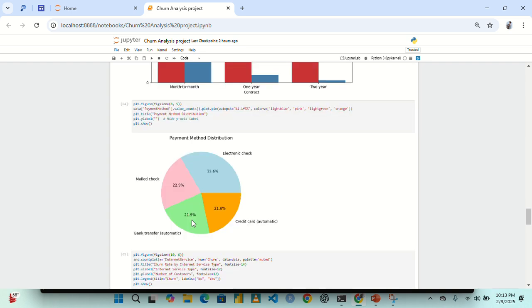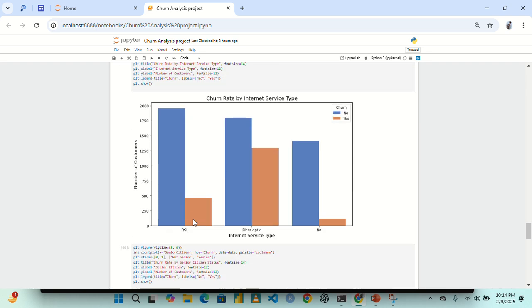What is the payment method distribution? What is the percentage with each payment method? I found electronic check is 33.6%, credit card is 21.6%, bank transfer is 21.9%, and mailed check is 22.9%. I found the highest payment method the customers use is the electronic check.